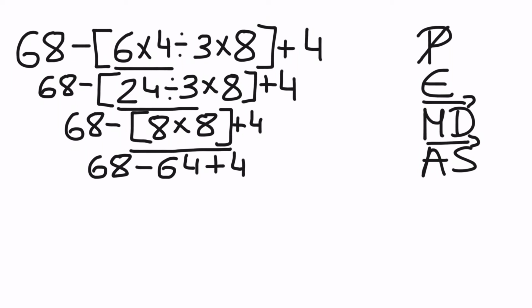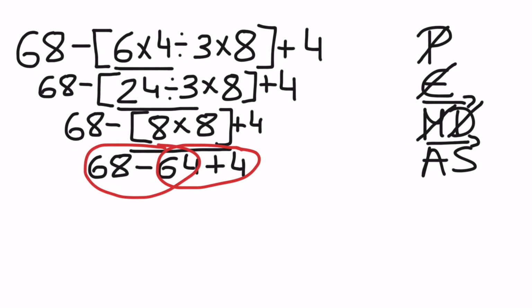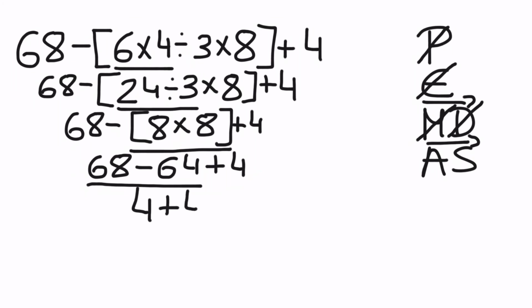Do we have any exponents? No. So move on to the next one. Do we have any multiplication or division? No. So move on to the next one. Do we have any addition or subtraction? Yes, both. Which one should we do first? Yes, subtraction, because it's on the left and we see it first. Can we solve 4 plus 4? I think so. The answer is 8.